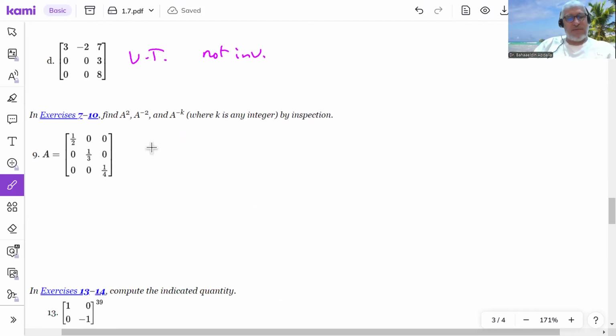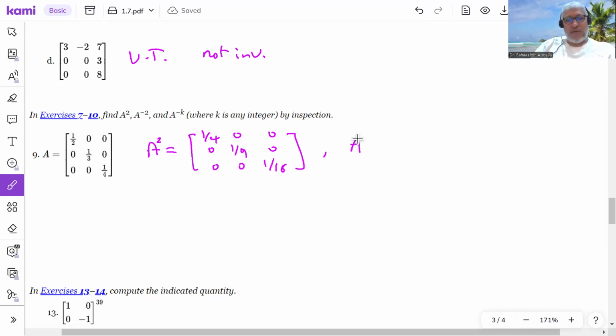Find A square. Okay, A square would be, this is a diagonal matrix, so just square the entries on the main diagonal. So 1 over 4, 1 over 9, and 1 over 16. This works only if you have a diagonal matrix. Okay, you can find A square easily. Otherwise, you need to multiply A times A.